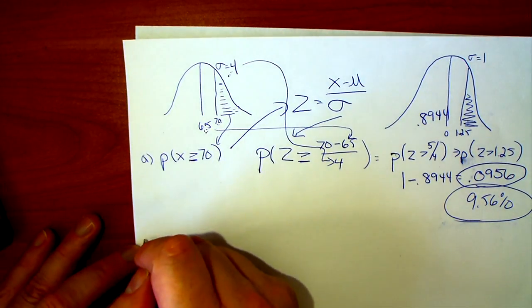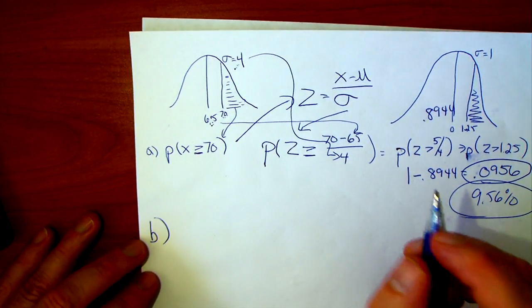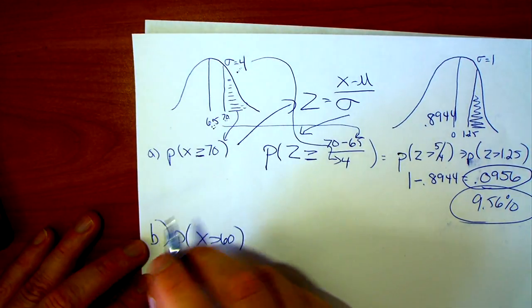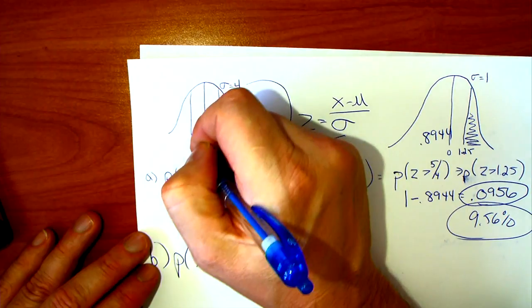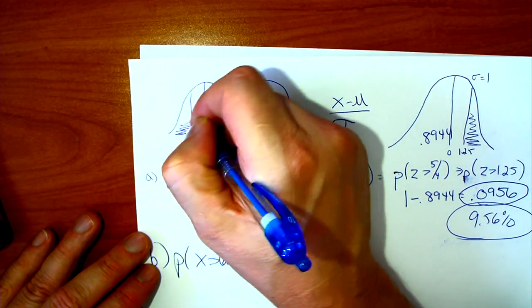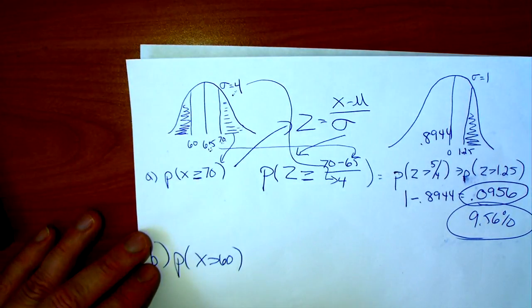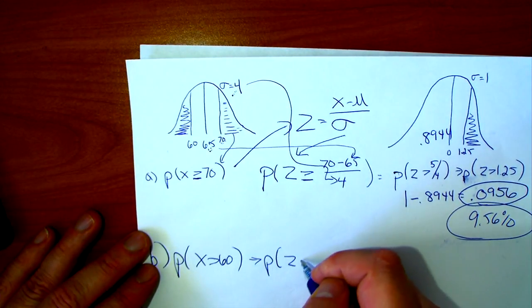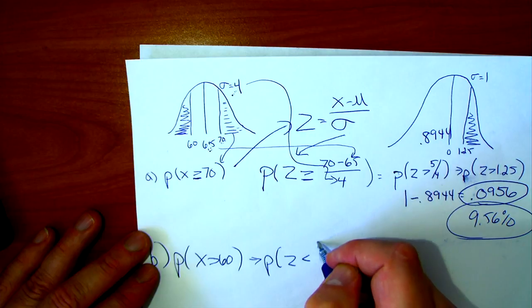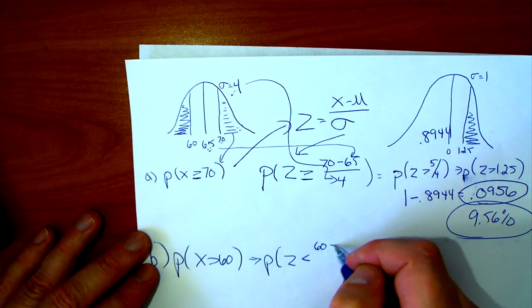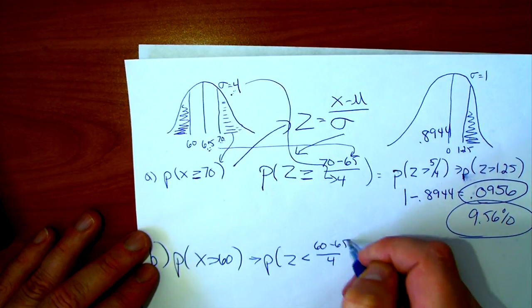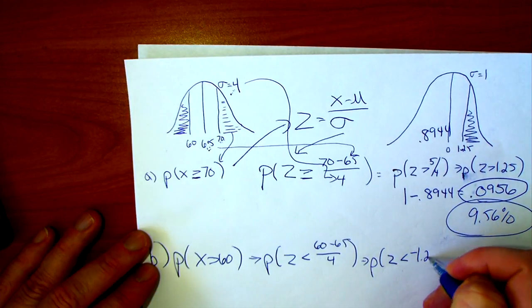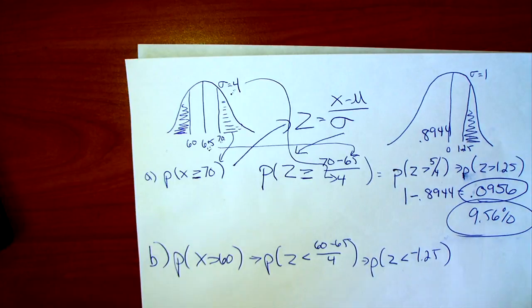The car travels less than 60 miles, okay? So the probability that x is less than 60 miles. So once again, we want to go up here and find the area under the curve less than 60. Well, that's another shape that I don't know. But I can use the same formula to convert that x to a z-value. The probability z is less than 60 minus 65 divided by 4 gives me the probability z is less than negative 1.25. Golden.